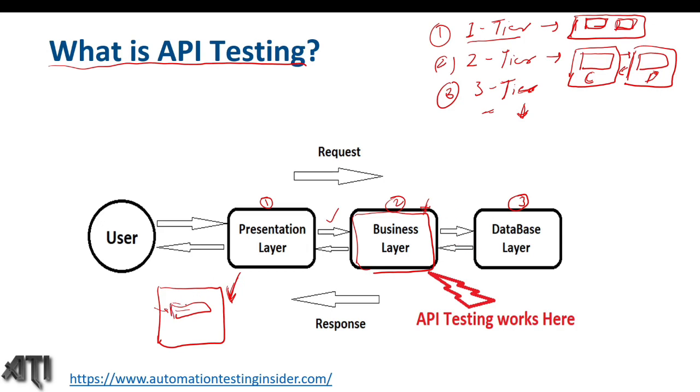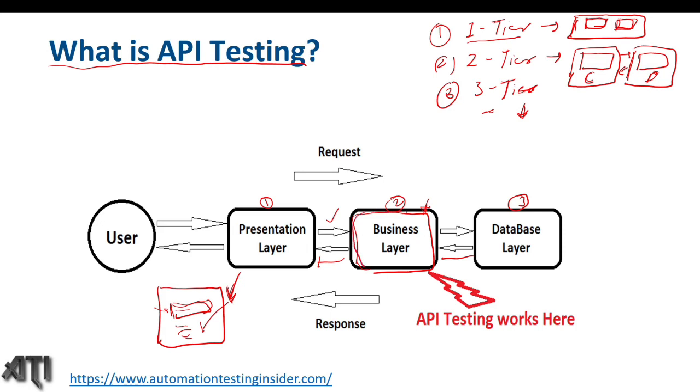So take an example, we just want to get some information. It will go through the business layer and the database, get the data from the database, and it will show us the result about the API testing. Whatever we search on the UI, we'll get the information from the database. So this is how this three-tier application works.